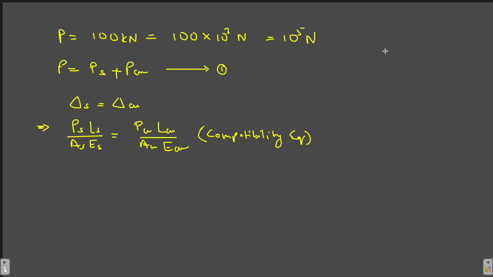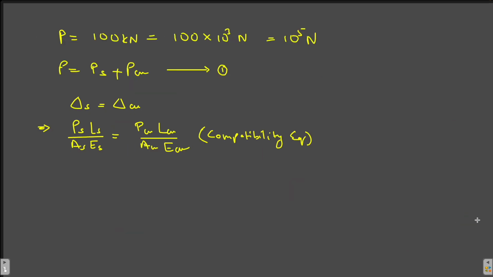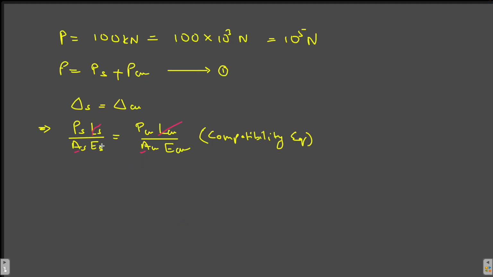Okay, so we can write this. Now the length is not given to us, but we know that length of both the bars are same, right? So length of copper bar must be equals to length of steel bar. If both are same, can we not cancel these? Now area of steel and area of copper we have found out. See, this was the area of steel, and this was the area of copper. We just found out, right? And what is the Young's modulus of steel and copper? It is given to us.